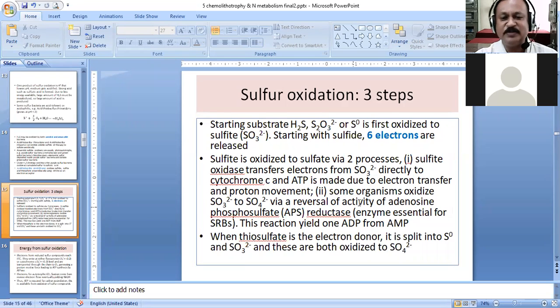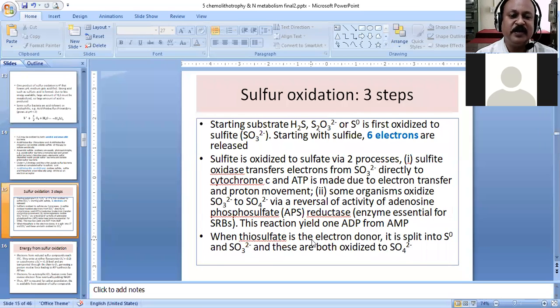And in some other organisms, they first oxidize the sulfite to sulfate via the reversal of the adenosine phosphosulfate reductase enzyme. In sulfate reducing bacteria, we have already seen earlier that since sulfate cannot be directly utilized, it requires activation, and that is done by the involvement of ATP. ATP transfers a phosphate group to sulfate, forming adenosine phosphosulfate, which is then acted upon by the enzyme phosphosulfate reductase. So here the enzyme is doing the reverse process.